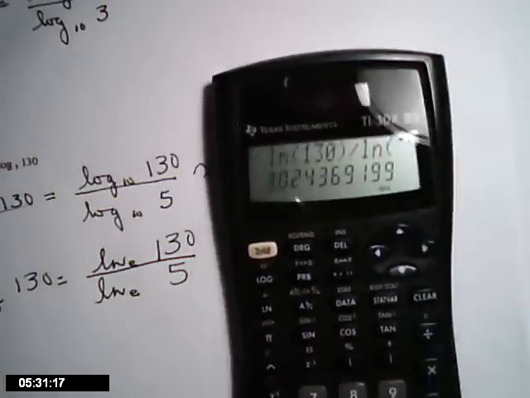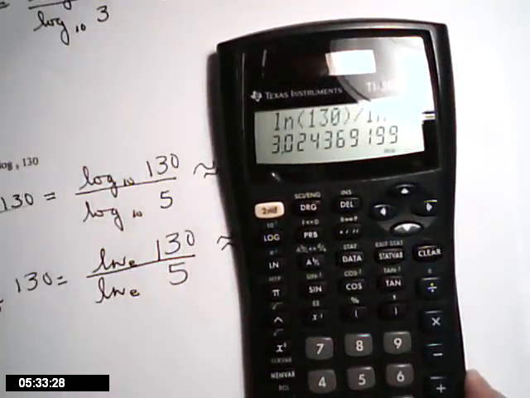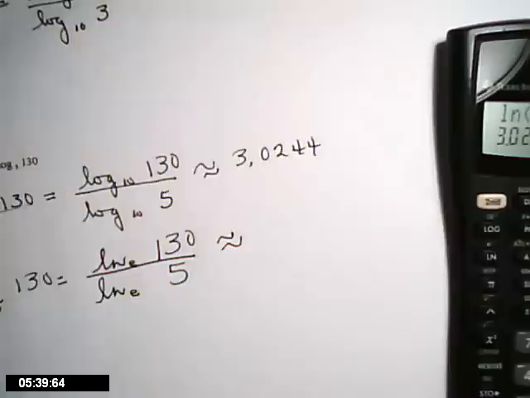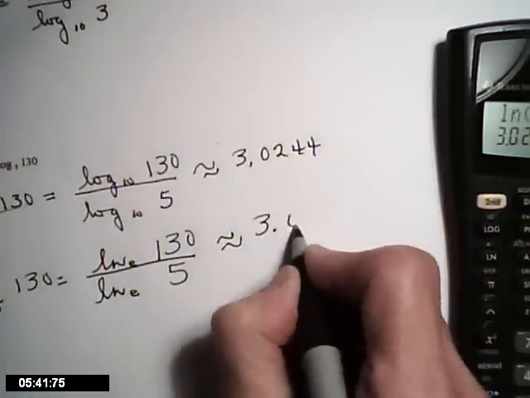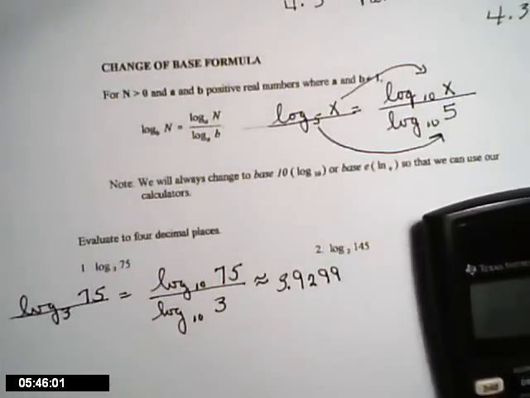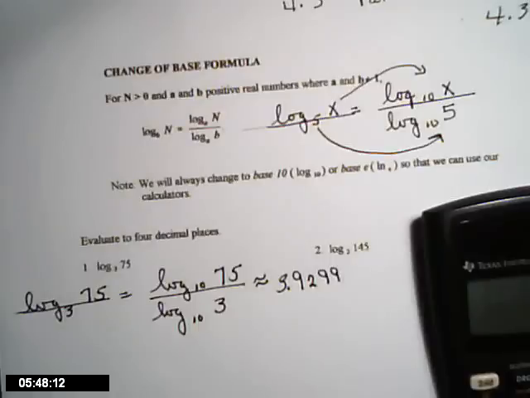And again, let's get this where you can read that, 3.02436. The 6 rounds the 3 up to a 4. You get the very same answer. Now these are change of base problems. You would use your calculator with this formula when your base is not a 10 or not an e.